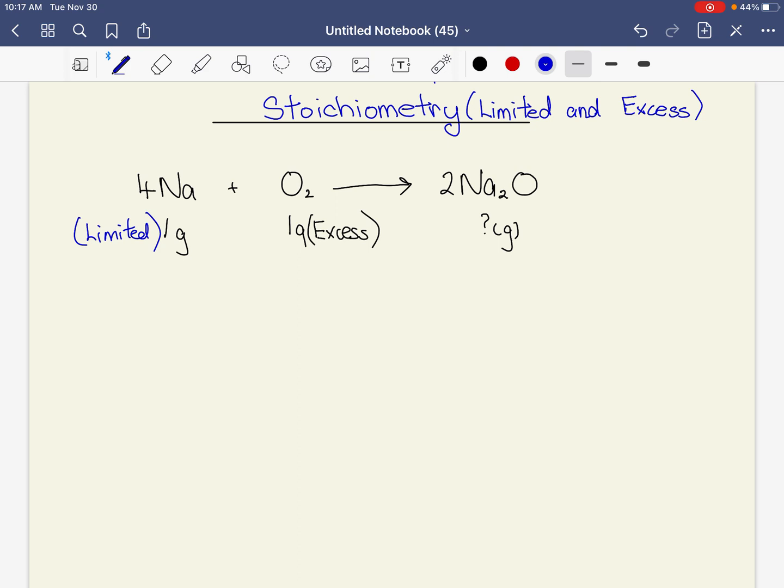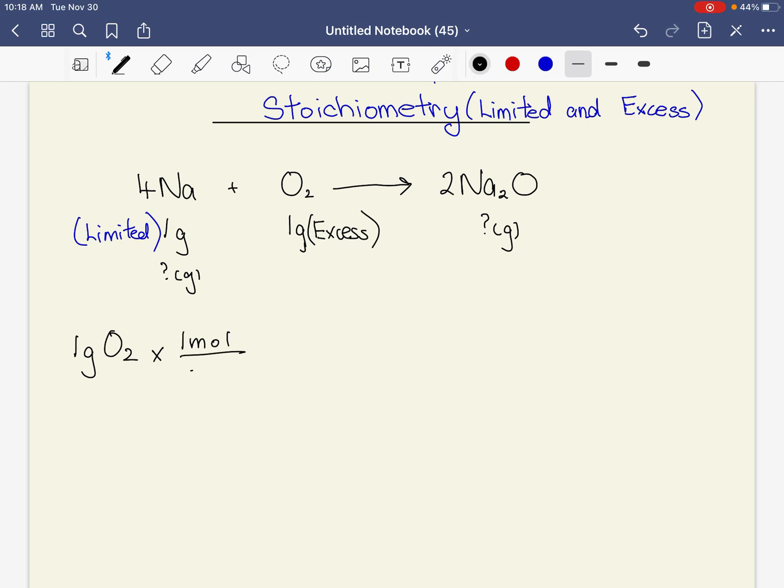Okay? This time, I'm going to use oxygen as my starting point. So, with 1 gram of oxygen, how much sodium do I need? This is the one that I'm going to put a question mark on, because I want to see if it's still limited. So let's do that. So 1 gram of oxygen. How much sodium do I need?